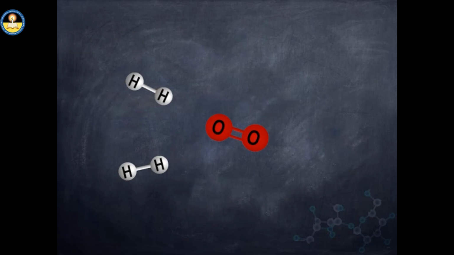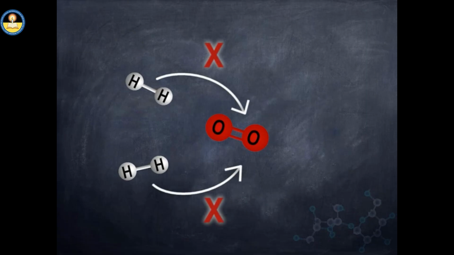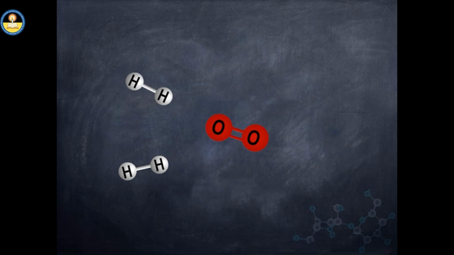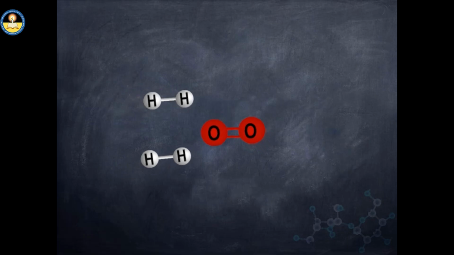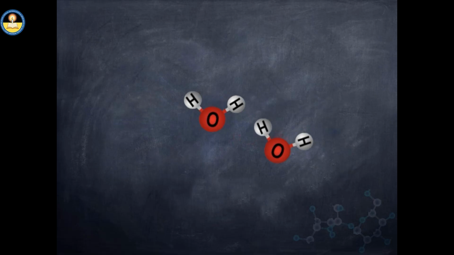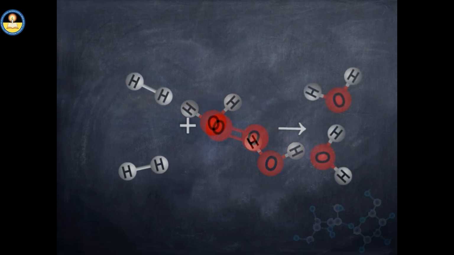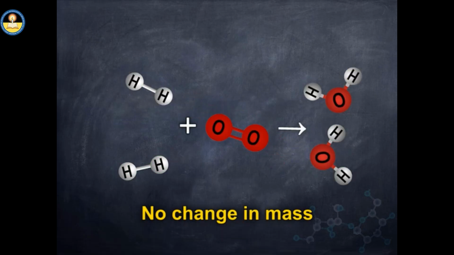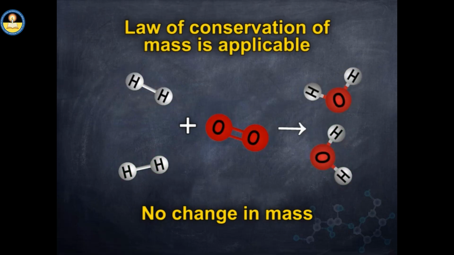The atoms of one element do not change into atoms of another element. They neither disappear from the reaction nor do they appear somewhere else. It simply involves an exchange of partners during the reaction. No change in mass occurs and the law of conservation of mass is applicable.